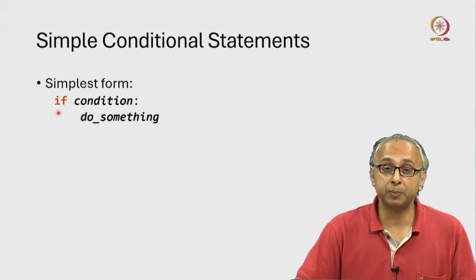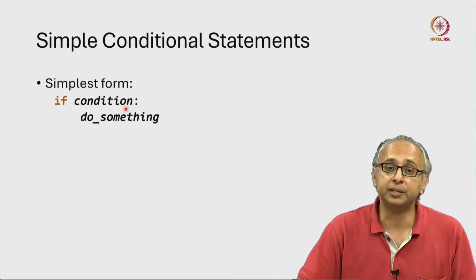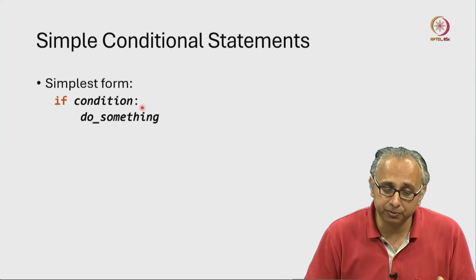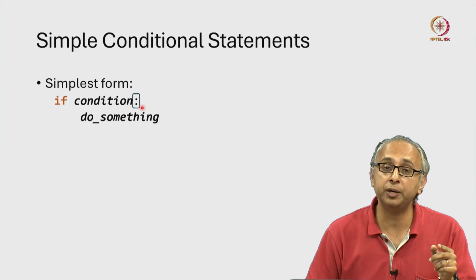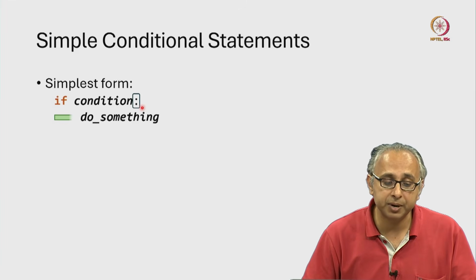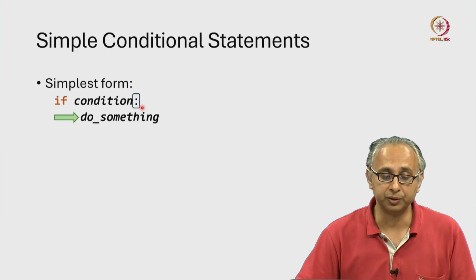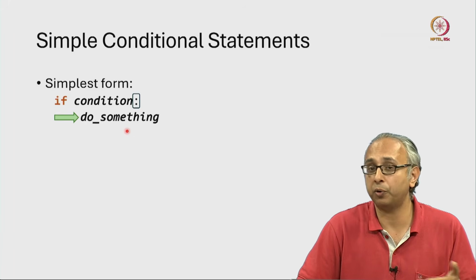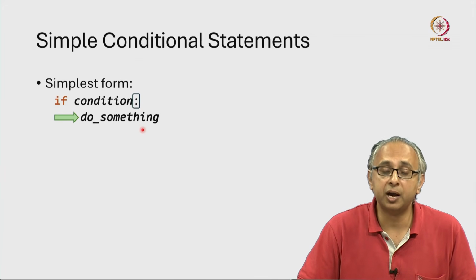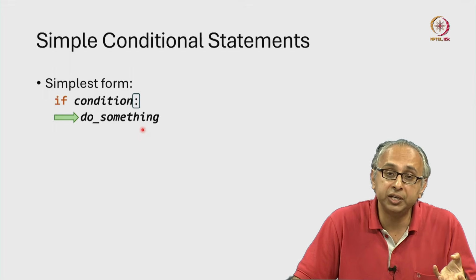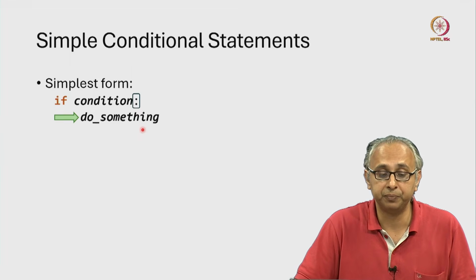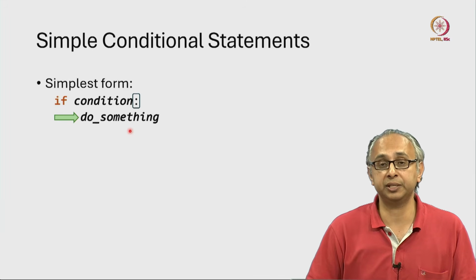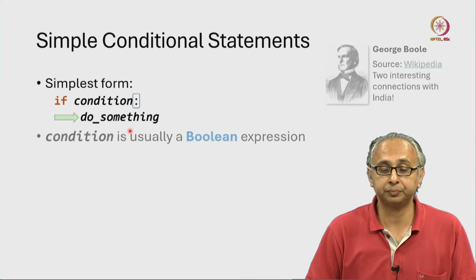So we write the special word if followed by some condition, and then we write a colon. And just like before, whenever we have a colon, on the next line we must put an indentation. So this series of statements, it could be one or it could be many, all these are part of the body of this if condition. When this condition is true, we will go ahead and do these series of steps.